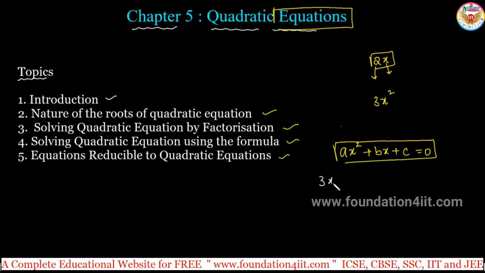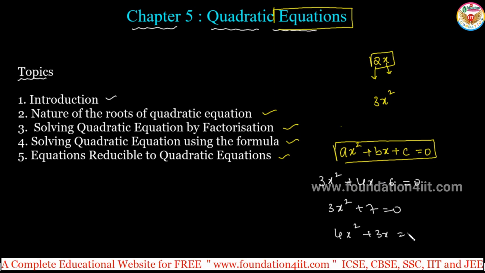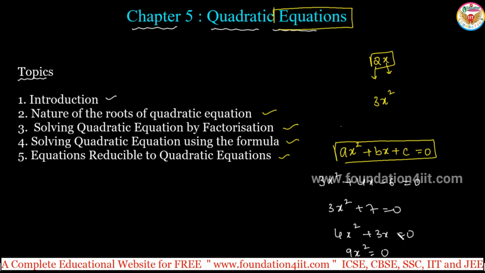Like 3x square plus 4x minus 6 is equal to 0, or 3x square plus 7 is equal to 0. According to the statement, an equation with one variable in which the highest power is 2. Highest power is 2 in this. Here also it is 2. Even if I write 4x square plus 3x is equal to 0, or just 9x square is equal to 0, we can consider this. Highest power must be 2. And these are the quadratic equations, right, etc.